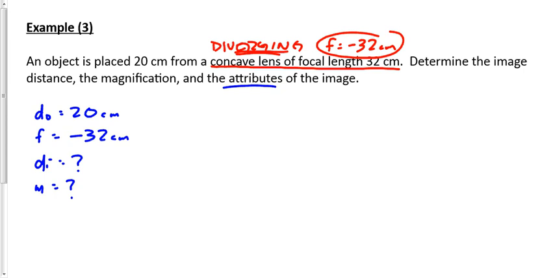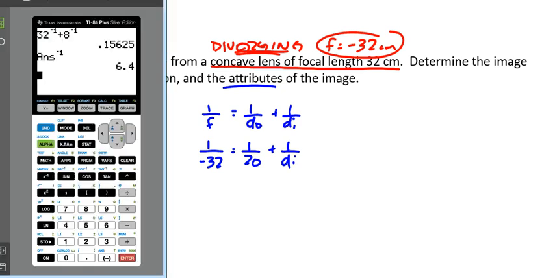So let's use our lens equation again. 1 over F is equal to 1 over DO plus 1 over DI. 1 over negative 32 in this case is equal to 1 over 20 plus 1 over DI. Let's do our little trick with the calculator again. Let's say negative 32, x to the minus 1. That's 1 over negative 32. Now let's take the 1 over 20 over by subtracting: 1 over 20, or 20 x to the minus 1. When I press enter, that gives me a value of negative 0.08.